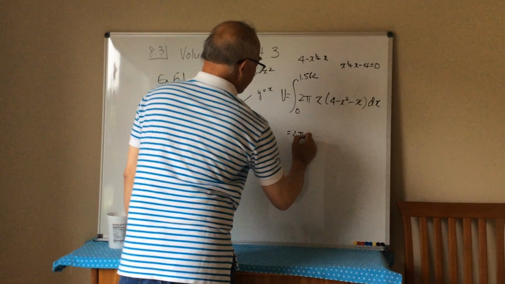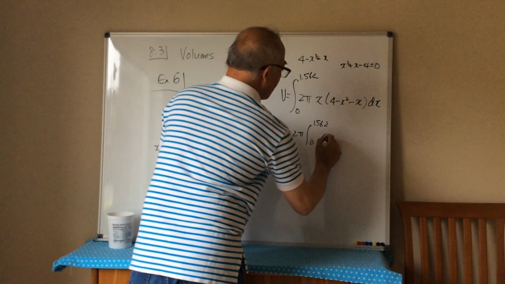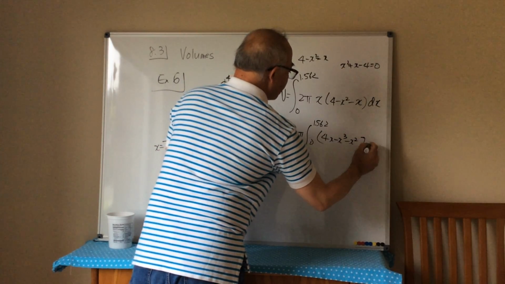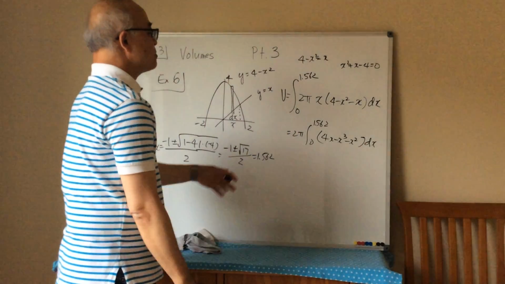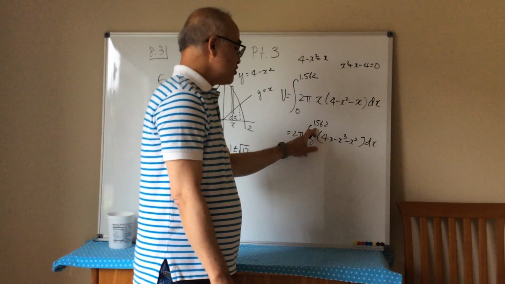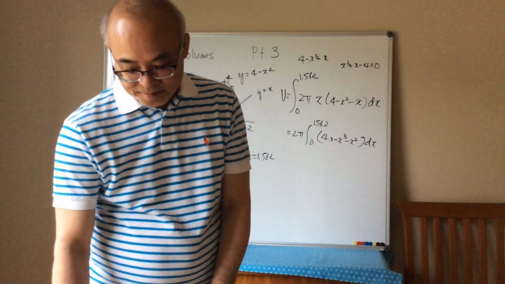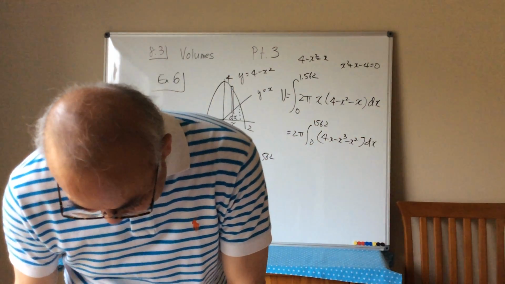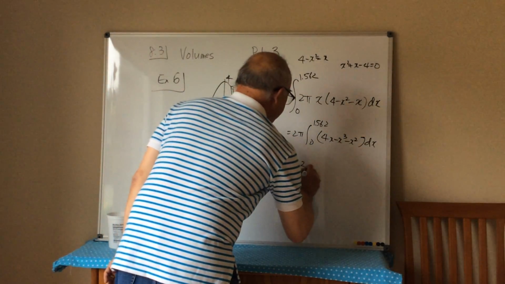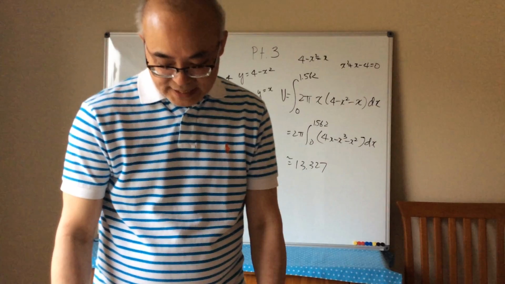Pull the 2 pi out, from 0 to 1.562, of 4x minus x cubed minus x squared dx. At this point, it's actually easier to use nInt, because you're going to have to use a calculator anyway since you do not know what 1.562 cubed is. So I would just nInt it. And whatever we do, we get 13.327. So that's how you would do that.